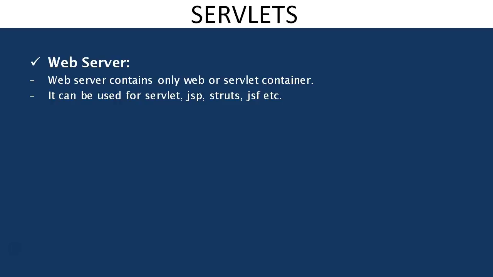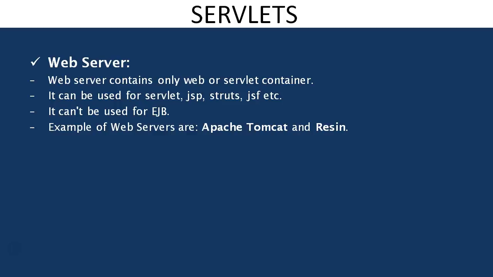Web server is generally used for servlet, JSP, Struts and JSF, etc. It cannot be used for EJBs. EJB is another Java technology for developing distributed applications. This is Enterprise Java Beans. But web server cannot be used for developing EJBs. Web server is used only for developing front-end technologies like servlet, JSP, Struts, JSF, etc. These are some examples of web server, that is Apache Tomcat and Resin.